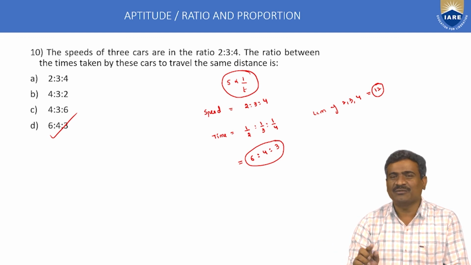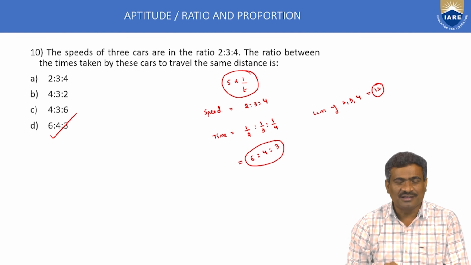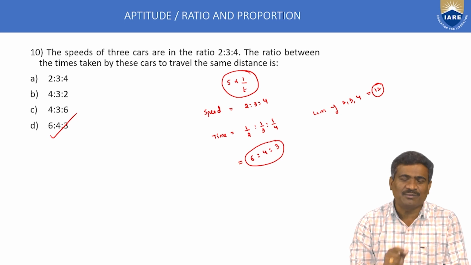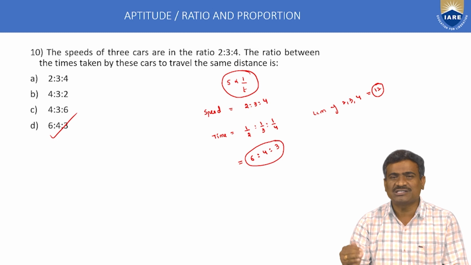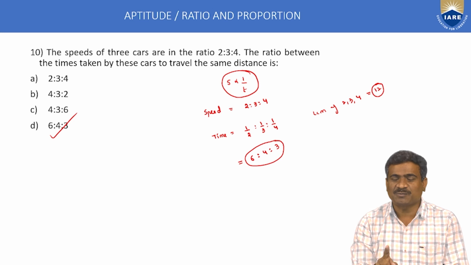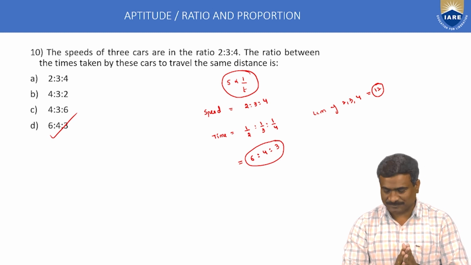Next, similarly, time and distance condition. Again, time is always directly proportional to distance. Suppose distance ratio is 2 is to 3 is to 4. What about the time ratio? Again the same ratio, that is 2 is to 3 is to 4, because of direct proportion. When the questions are of inverse proportion, apply the inverse method: 1 by 2, 1 by 3, 1 by 4. This is about direct proportion and inverse proportion relation.